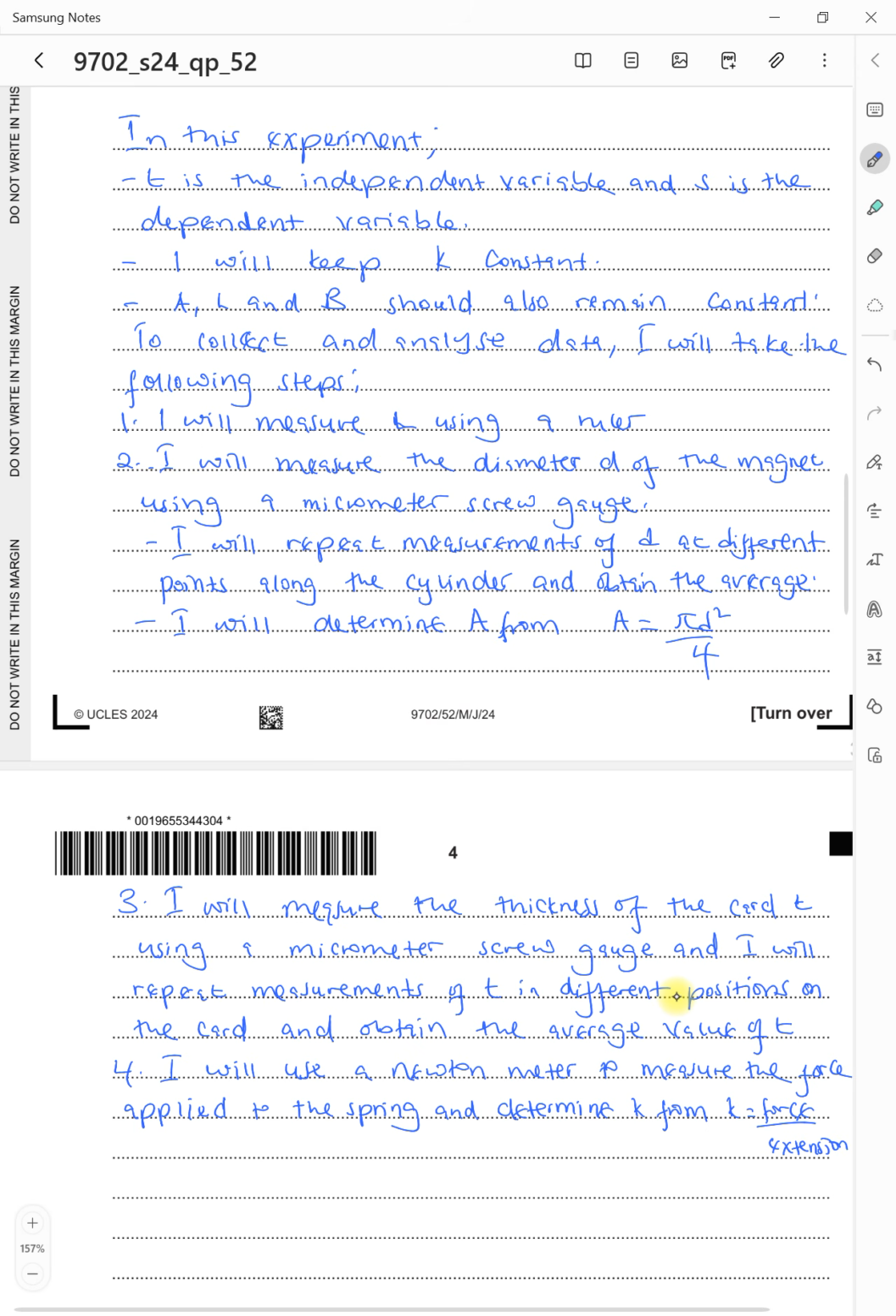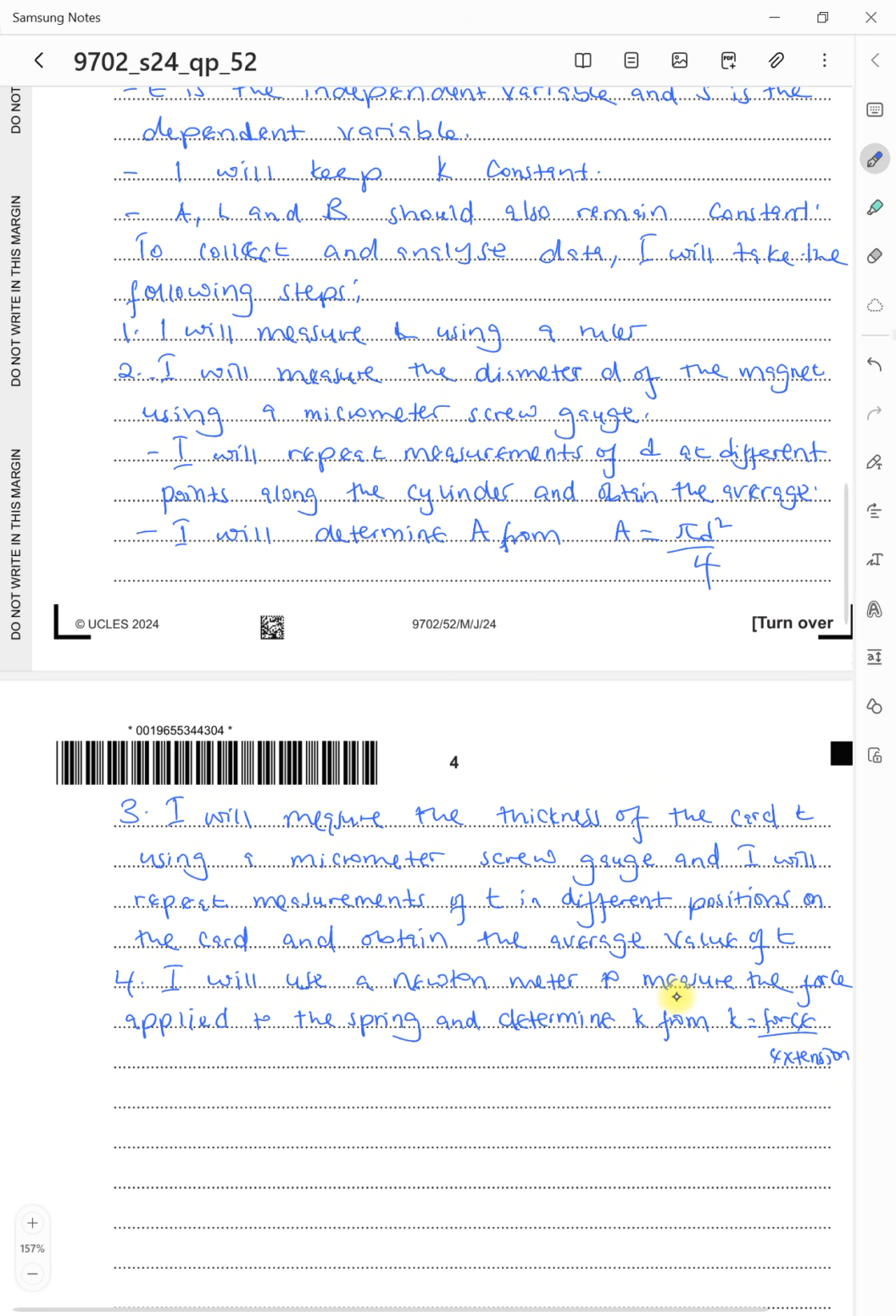So I just apply a force on the spring and then determine the extension, and I get K for the spring. Alternatively, I would take several readings of force and extension, and then plot a graph of force against extension. Then I obtain the gradient, that will be the constant. Alternatively, I could also find K from mg divided by the extension. I could just attach masses, and then I obtain K from the weight over the extension. But I'm just taking that using a Newton meter to determine the force applied, and then divide it by the extension to find K.